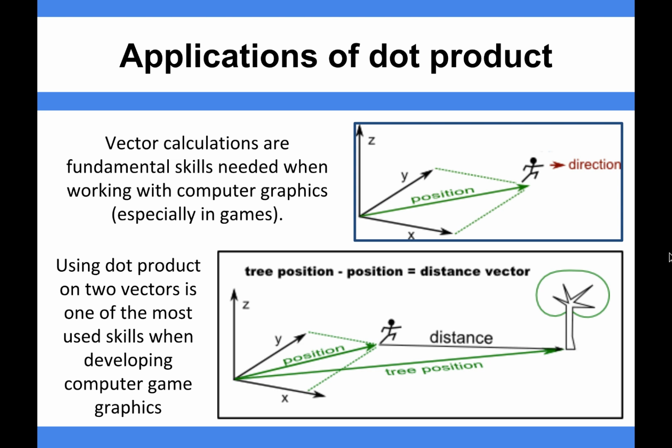Okay, and that's really useful. It's a really useful skill when you're working with computer graphics to work out distances between different objects. And dot product would be an example of how you would do this. All right.